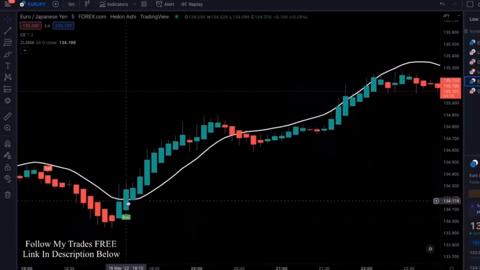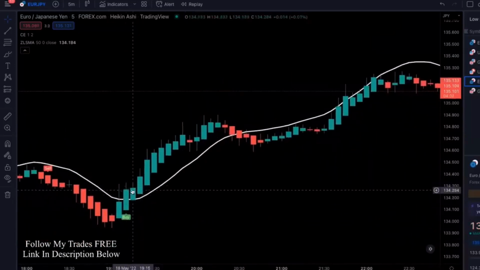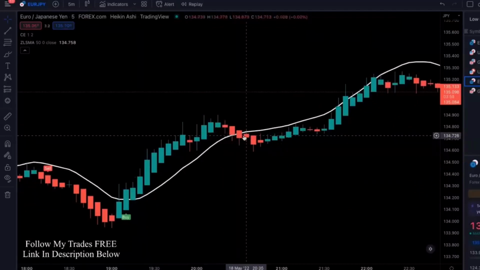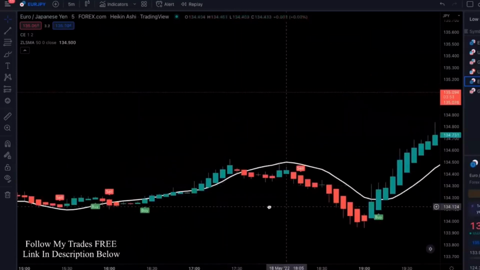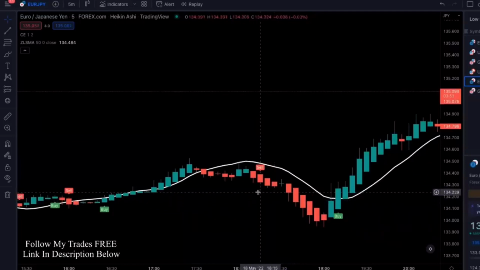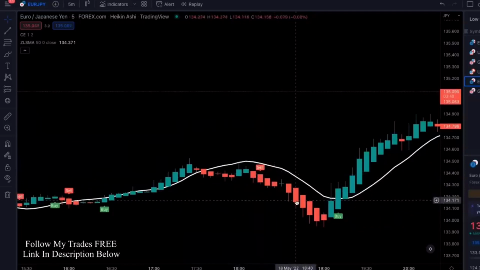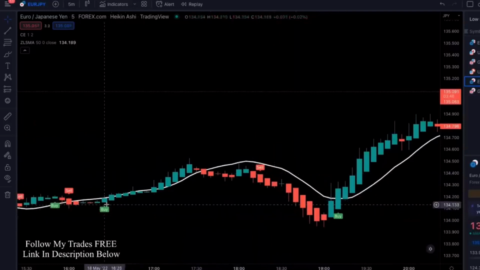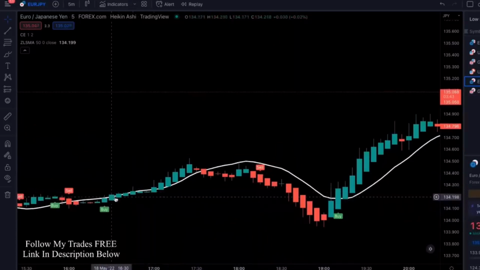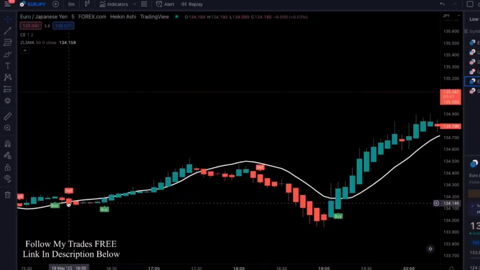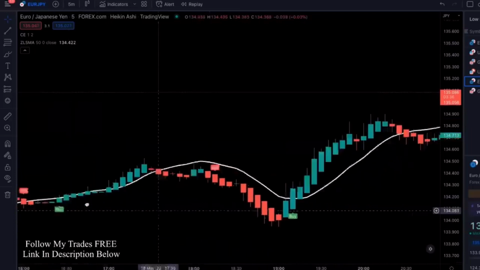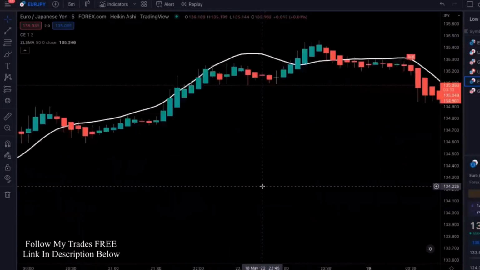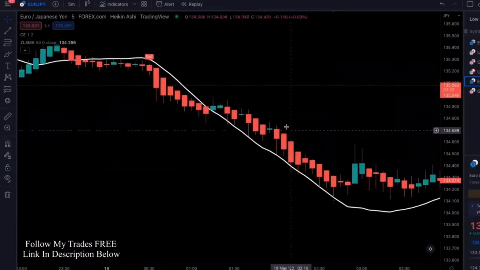Right here again, price action calls for a buy signal. Price action is above the white line, you get in on the second candle, and then you exit when it crosses over. That would have been a pretty good trade as well. Same thing over here. This one would have been a good sell, get out. This one wouldn't have been a good trade. This one would have lost a little bit. This one would have lost a little bit. So you see how the wins are good and the losses are smaller. That's basically the strategy right now.